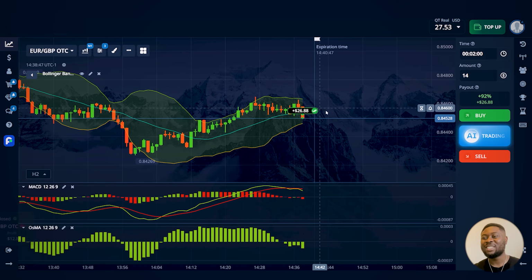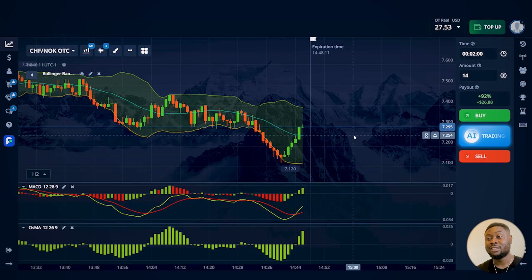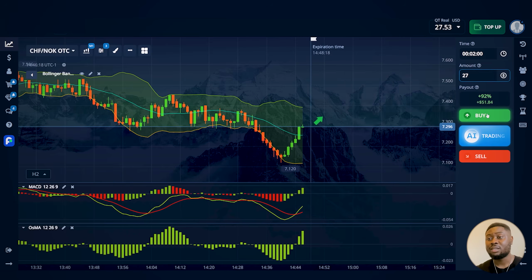Great! My prediction turned out to be correct. The trade is profitable, my capital has increased, and now it stands at $27. I'm thinking of opening a few more trades and talking about the details of this strategy a little more. After spending some time searching, I found a situation that could be profitable. I'll raise the trade amount to $27. My forecast is that the price will rise.